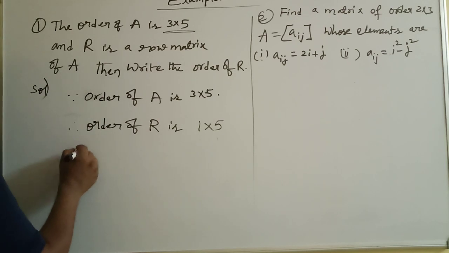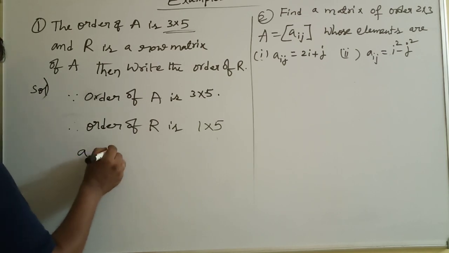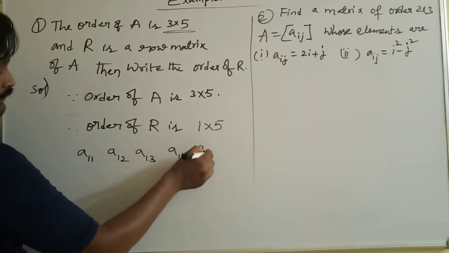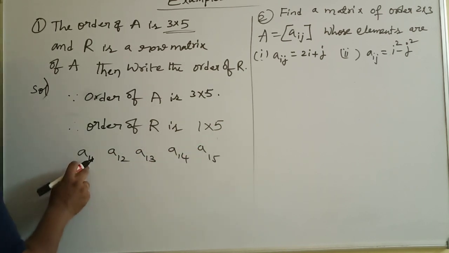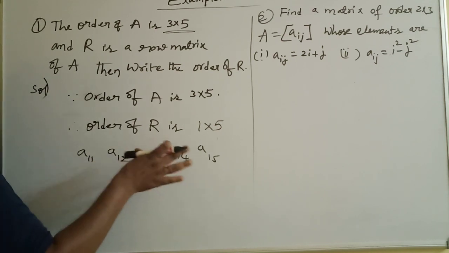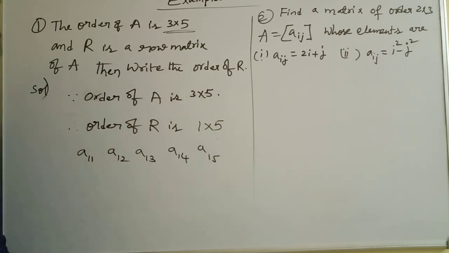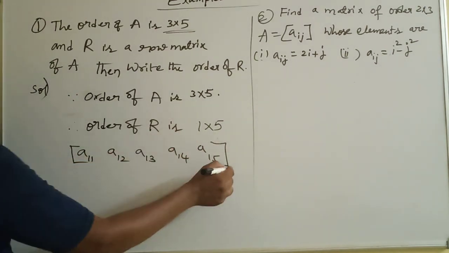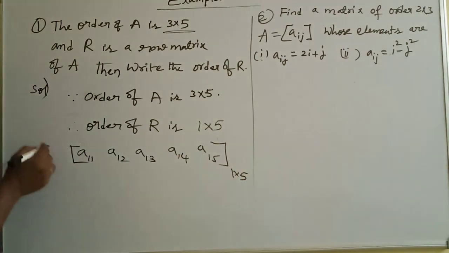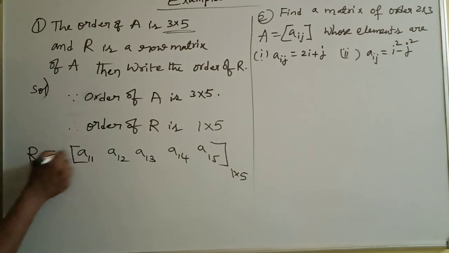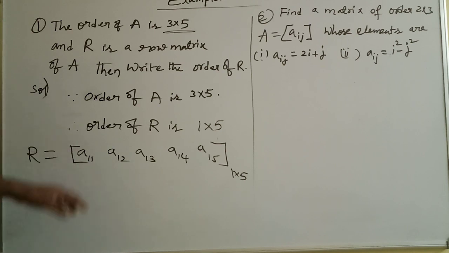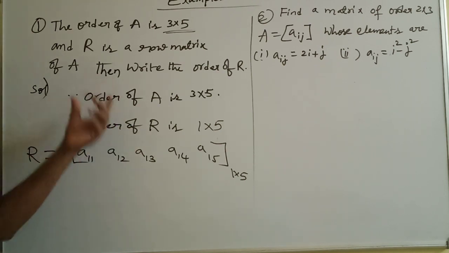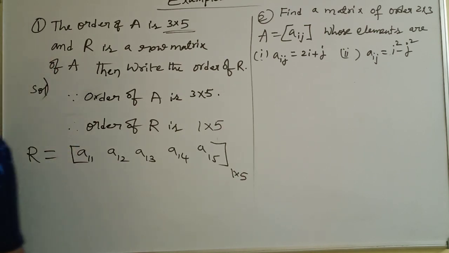Now, first one, what should it be? a11, a12, a13, a14, a15. So each row consists of how many elements? 5 elements, because there are 5 columns. Okay, so that's the reason here you write it as 1 by 5. This is the general matrix of that R. Clear? So this is about the order of R, and we have written the matrices also. That is about your problem number 1.